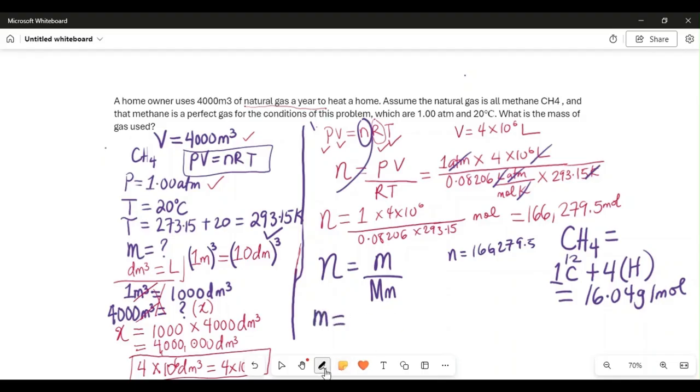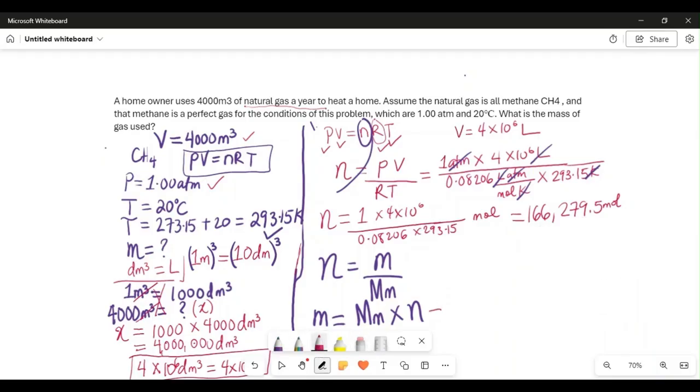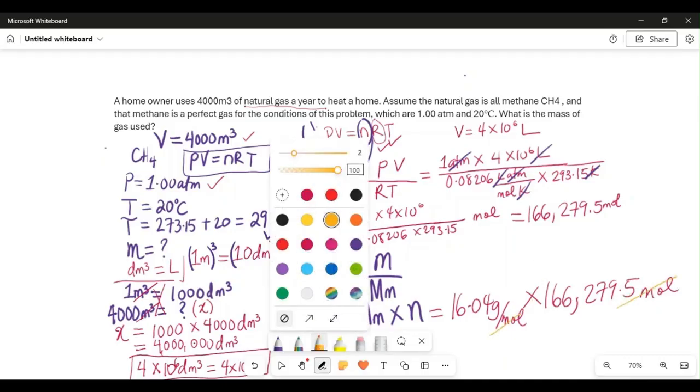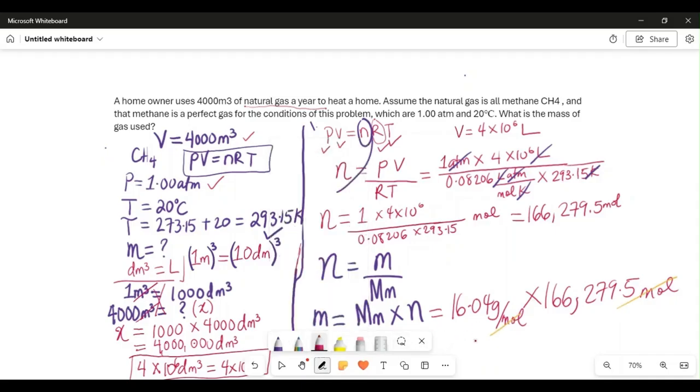To find the mass, we just cross multiply and take the molar mass times the number of moles. So we multiply 16.04 grams per mole times the number of moles, 166,279.5 mole. We cancel out the mole, and we end up with 16.04 times 166,279.5, which is 2,667,122.4 grams. When we approximate, we're going to use 3 significant figures.